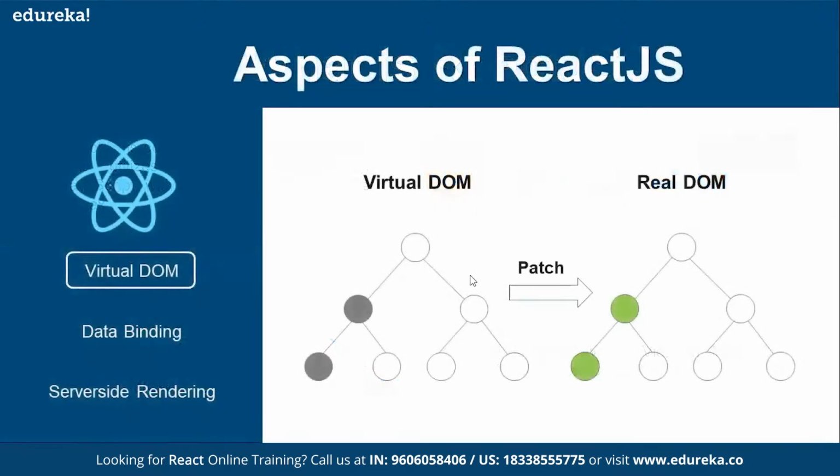Next, what are the aspects of React.js? It has two things: one is the virtual DOM, document object model, and the real document object model. Basically, how it traverses the path. Let's talk about the different aspects one by one.